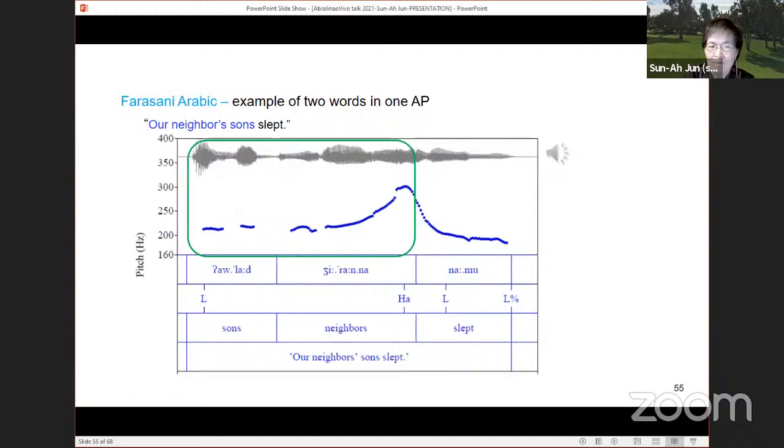Okay. And this is an example showing that two words can form one domain of rising tone, an AP. So one AP can have more than one word. This means neighbor's sons slept. Aula Jiran Namu.